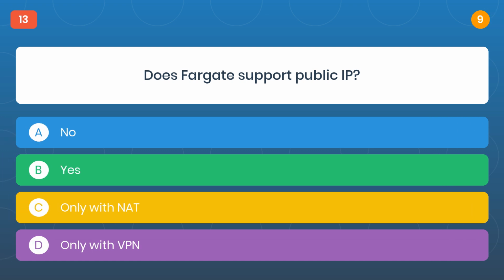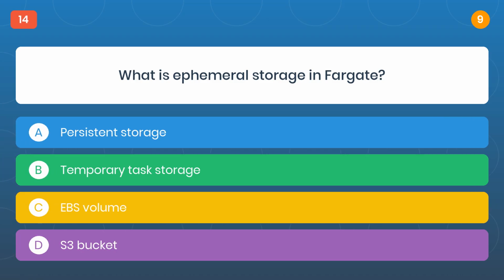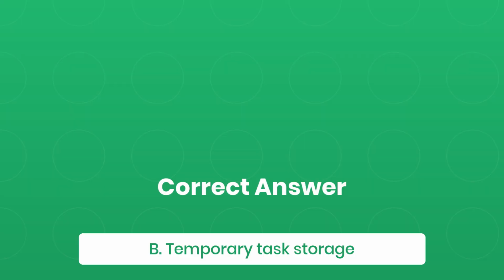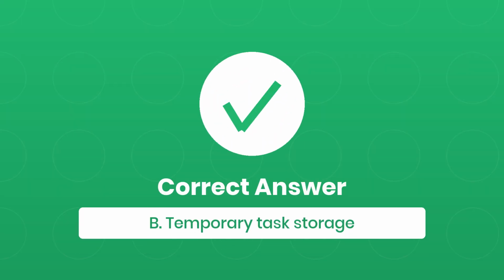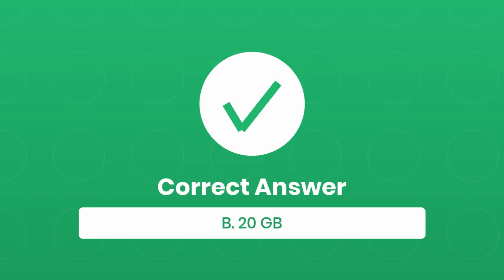Question 13. Does Fargate support public IP? The correct answer is B, yes. Question 14. What is ephemeral storage in Fargate? The correct answer is B, temporary task storage. Question 15. What is the default ephemeral storage? The correct answer is B, 20 gigabytes.